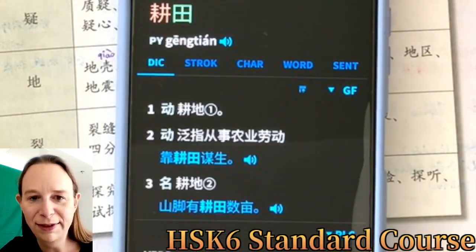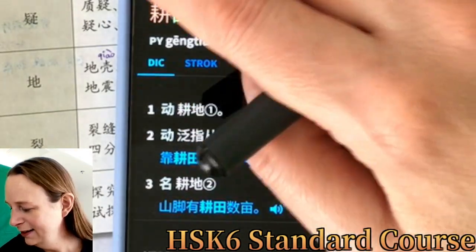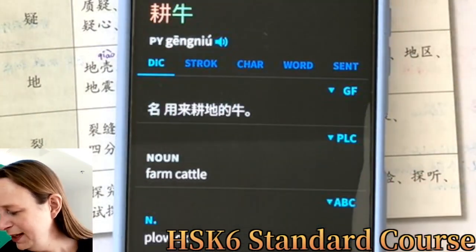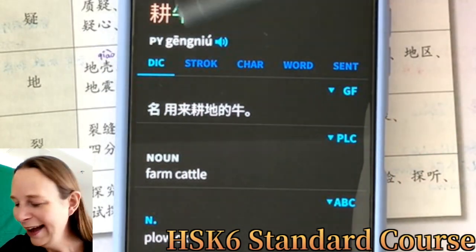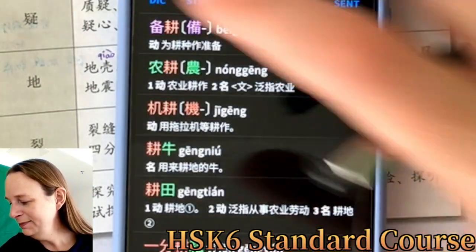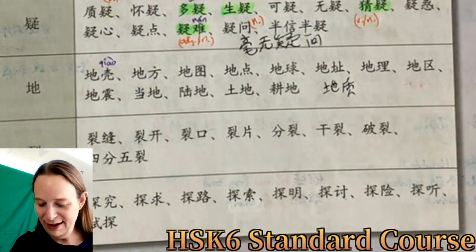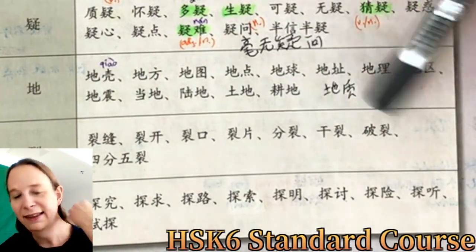耕田. This one's pretty common, I think. Plow, till. So plow the fields, right? 耕田, like 耕牛. So this is a cattle, a head of cattle used for plowing. So you get the idea, right? Oh, and that's it. All right.